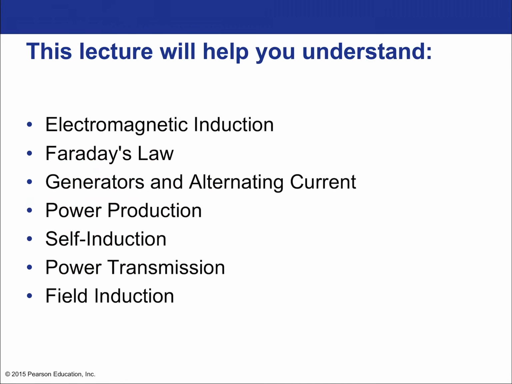So we're going to define electromagnetic induction, talk about something called Faraday's law, which also relates to something called Lenz's law. We'll talk about generators and alternating current, so kind of how an AC current is made and why it's made in a generator. A little bit about power production, self-induction, which is also sometimes called back EMF. Power transmission, step down and step up transformers, and then also the concept of field induction, which will be our final topic in our segue to light.